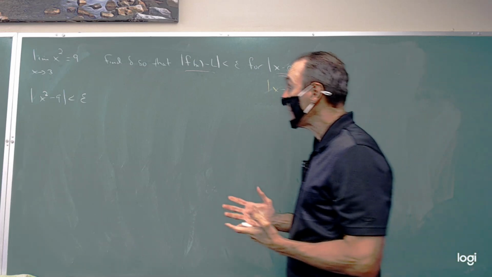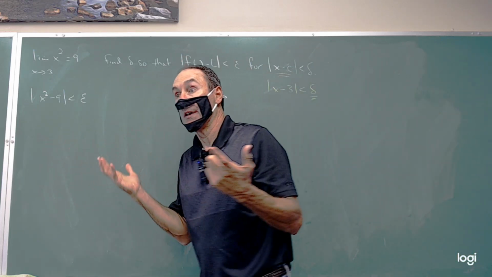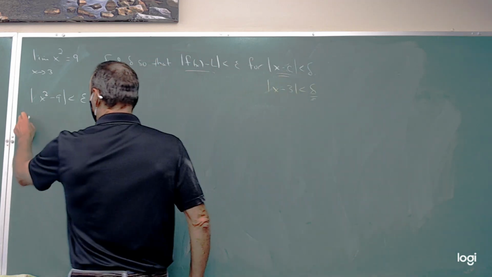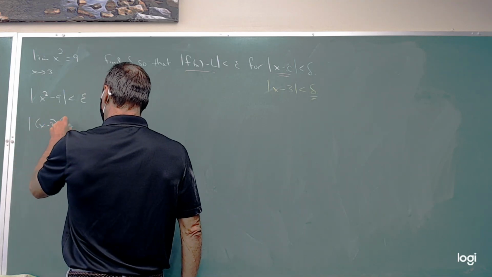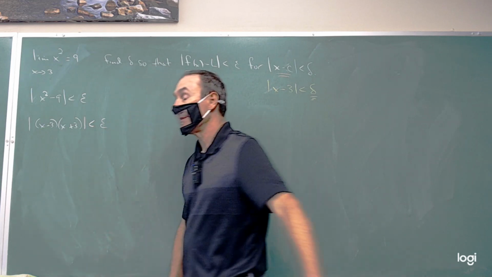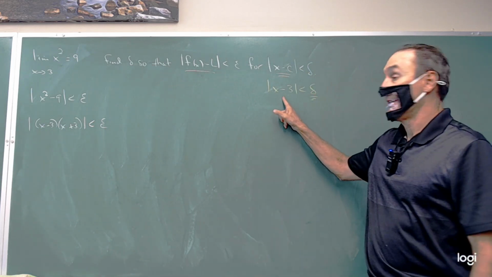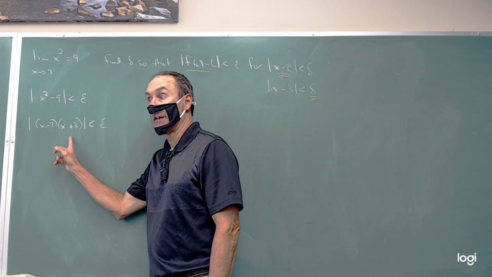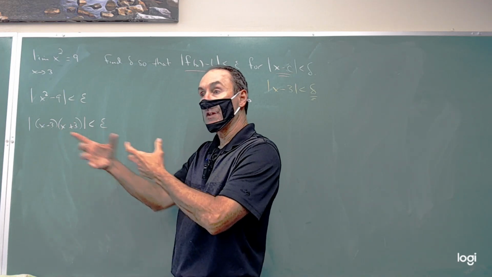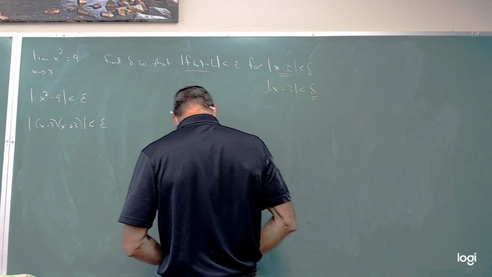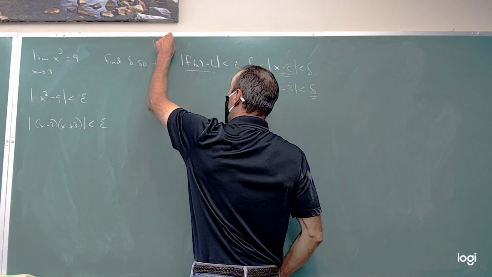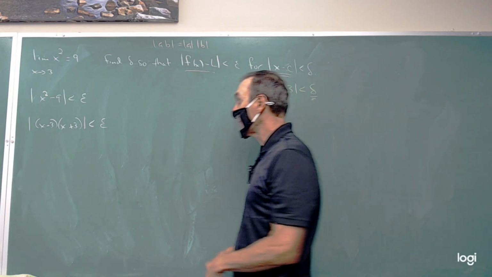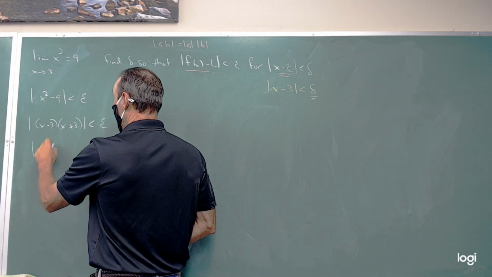So we start here and I don't know where to go, but the only thing that comes to mind is maybe factor that thing. And so we'll factor that into the absolute value of x minus 3 times x plus 3 is less than epsilon. Now this is good news because we want an x minus 3 at the end of the day. We don't want the x plus 3. So we can split this up into their own absolute values. Remember, it's a fact that the absolute value of a times b is the absolute value of a times the absolute value of b.